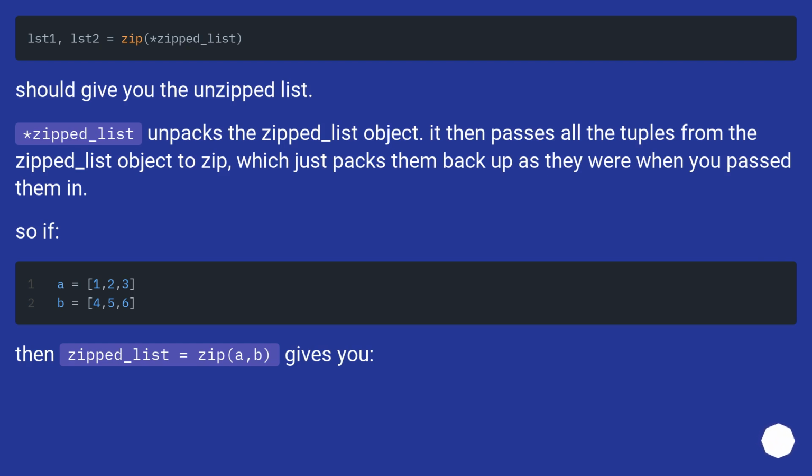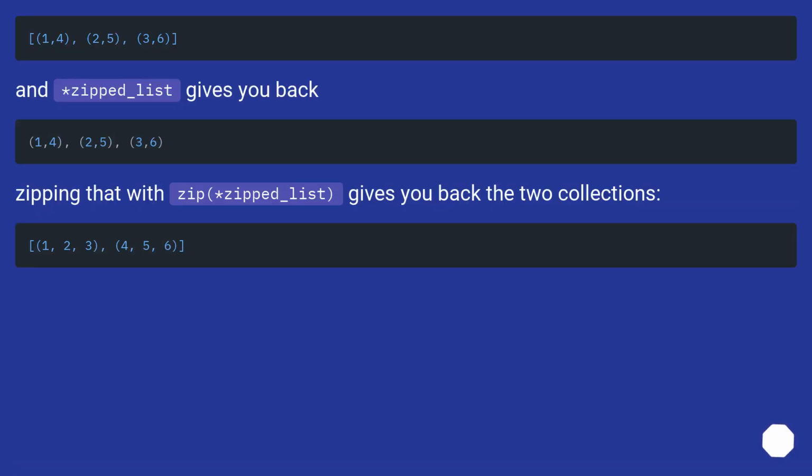So if zipped_list equals zip(a, b), it gives you the zipped pairs. Zipping that with zipped_list unpacked gives you back the two collections.